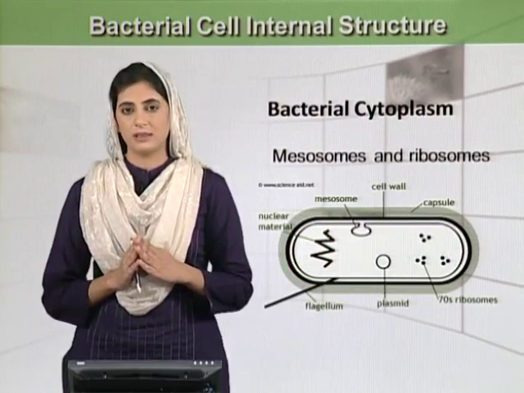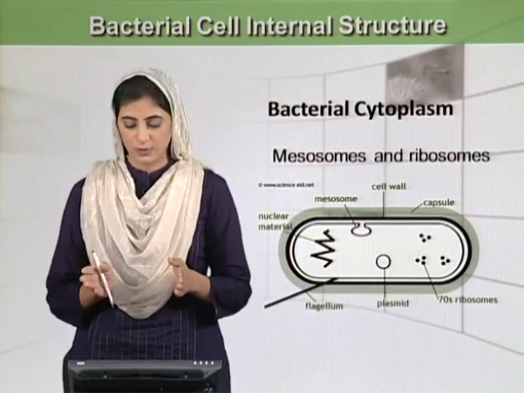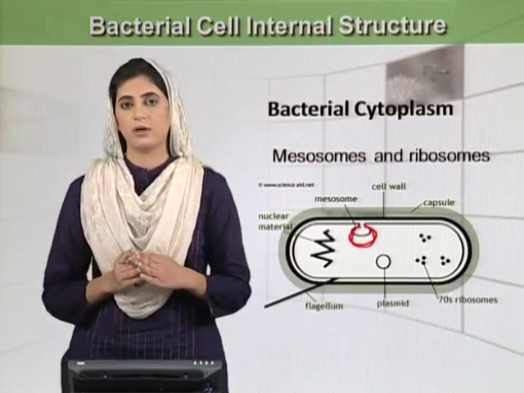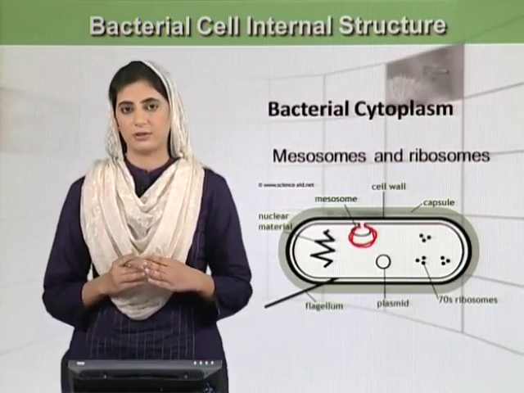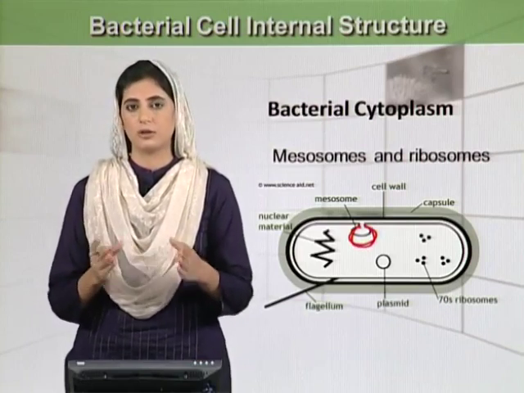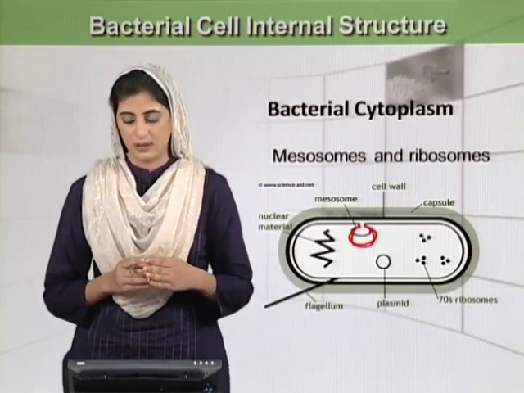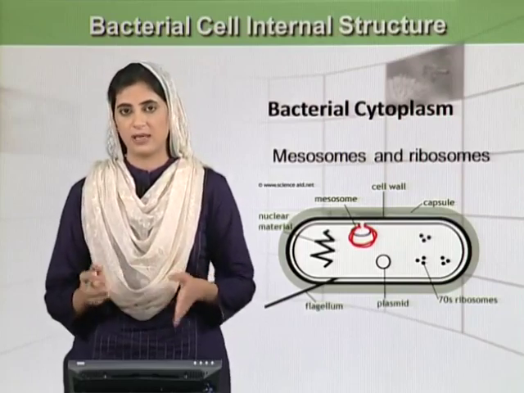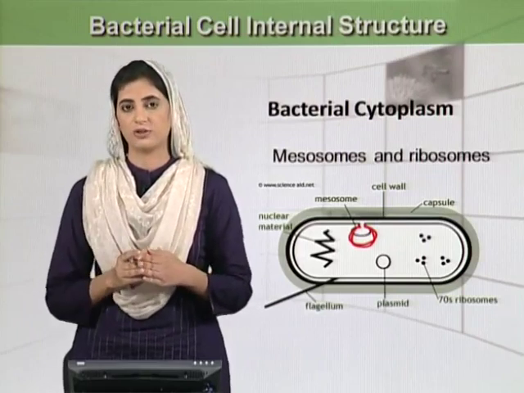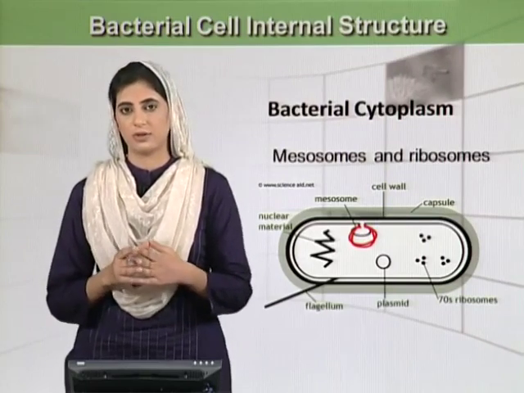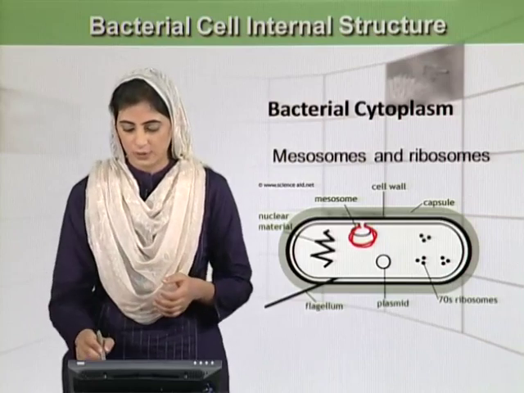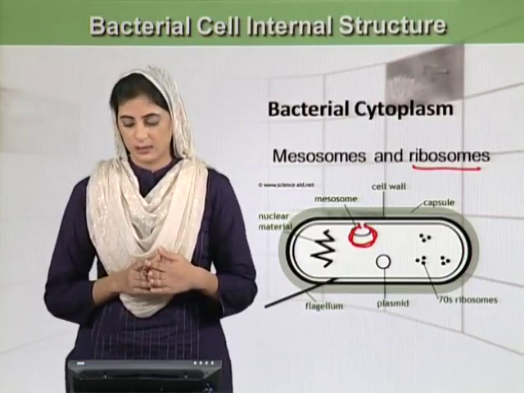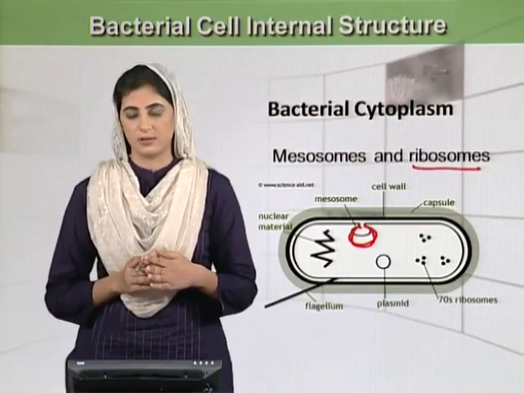Then the bacterial cell cytoplasm has mesosomes, which are inward invaginations, and they are involved in the export of extracellular enzymes. They also contain respiratory enzymes. Actually, the cell membrane also contains respiratory enzymes, and as these are inward invaginations of the cell membrane, they also contain respiratory enzymes. Talking about the ribosomes, they are 70S in prokaryotes, and they are involved in protein synthesis.